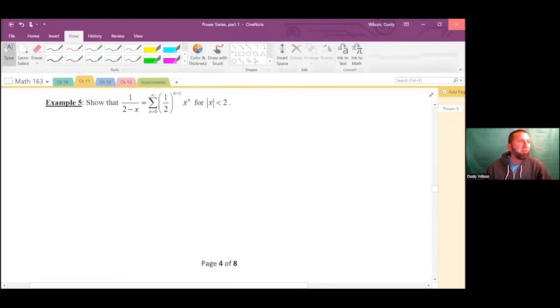So example 5, show that the expression 1 over 2 minus x is equal to the power series from n equals 0 to infinity of 1/2 to the n plus 1 times x to the n, and this is for absolute value of x less than 2. So let's see how this works.